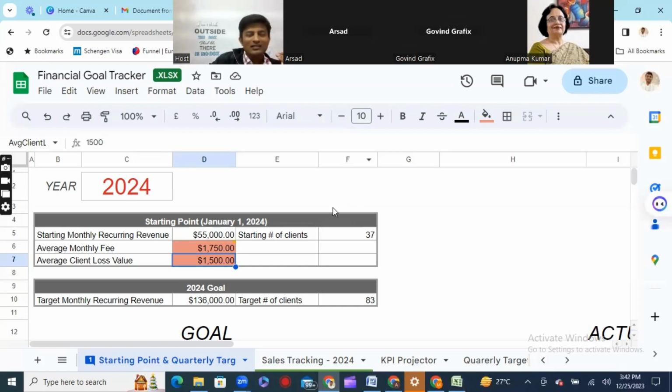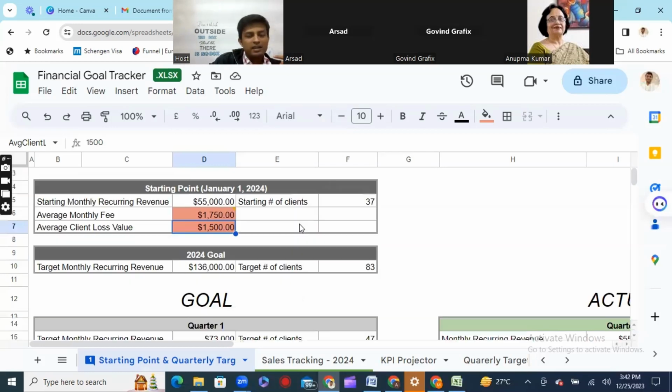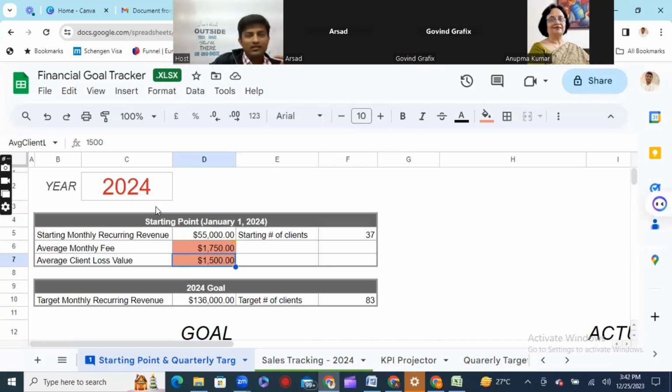So this is a plan, your business target, everything. You have to do this planning. For example, this is the start of the year 2024. Suppose this is the revenue you are already making, $55,000, because you already have clients. But if you don't have any, you can put 0. Don't worry. Whatever modification you make will be applied in all the sheets. Formulas are already there.